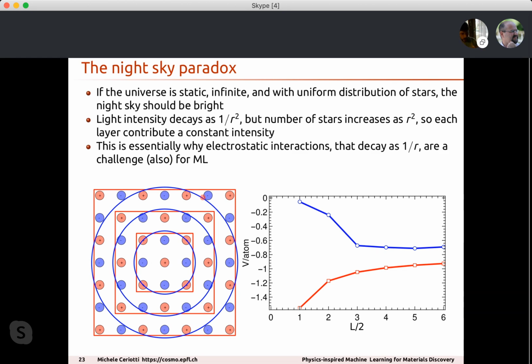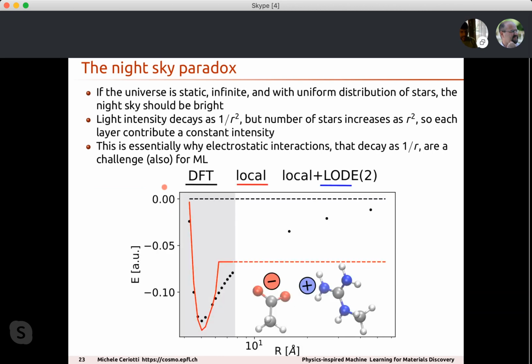Now, how are we going to learn something which is so intrinsically long-ranged without giving up the locality of machine learning that gives us this Lego brick transferability? If you try to learn something which is intrinsically long-ranged, like the cohesive energy of a charged molecular dimer, this is the DFT result, and you make a prediction with the local model, unsurprisingly, as soon as the two molecules are further apart than the cutoff distance, the energy doesn't change anymore, and you get a poor prediction.